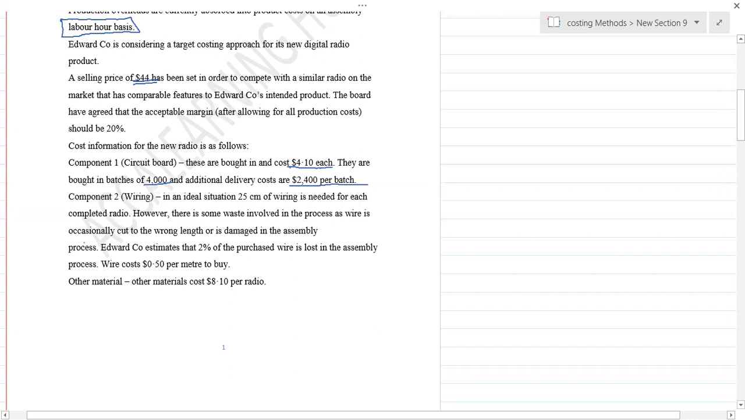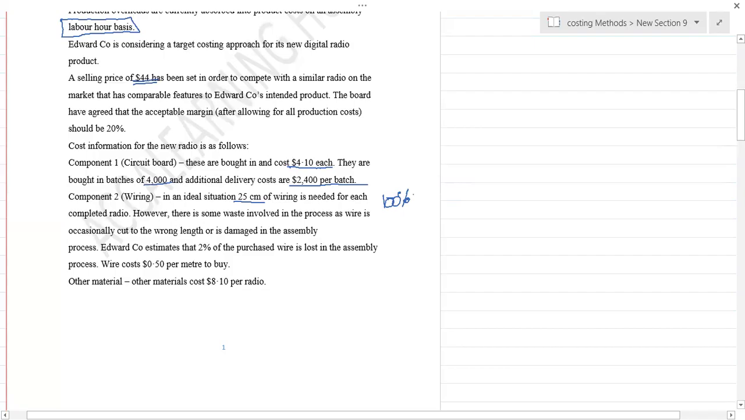Now, component 2, wiring. In an ideal situation, 25 centimeters of wiring is needed for each completed radio. However, there is some waste involved in the process as the wire is occasionally cut to the wrong length or is damaged in the assembly process. This 25 centimeters is required for the good product unit. So keep in mind, we always put in the process 100%, and then you will get the output, and there is a loss in the process.